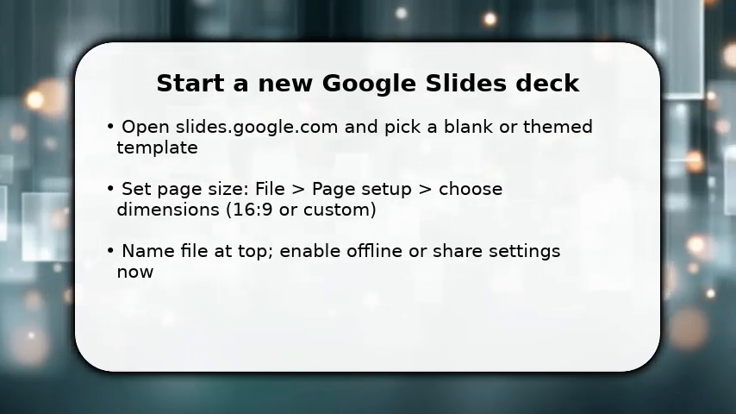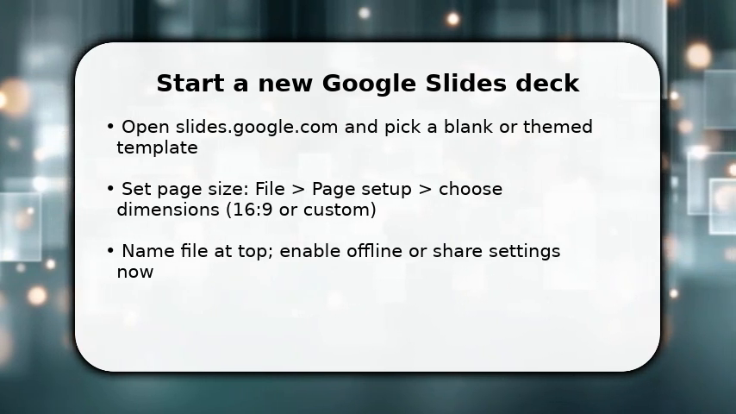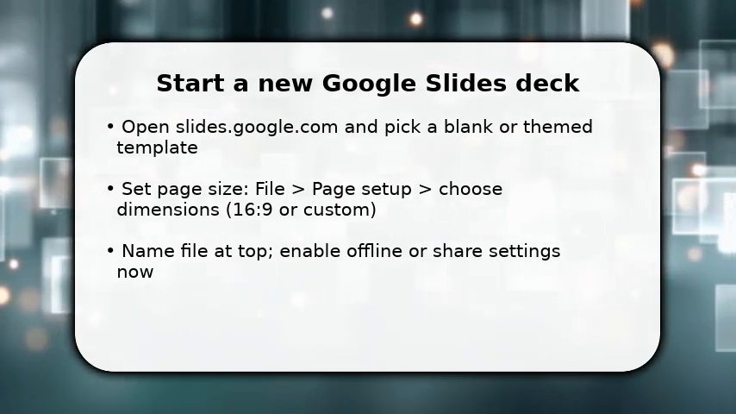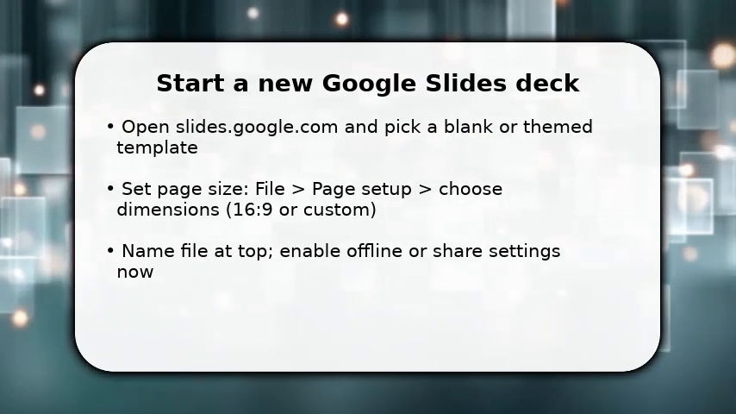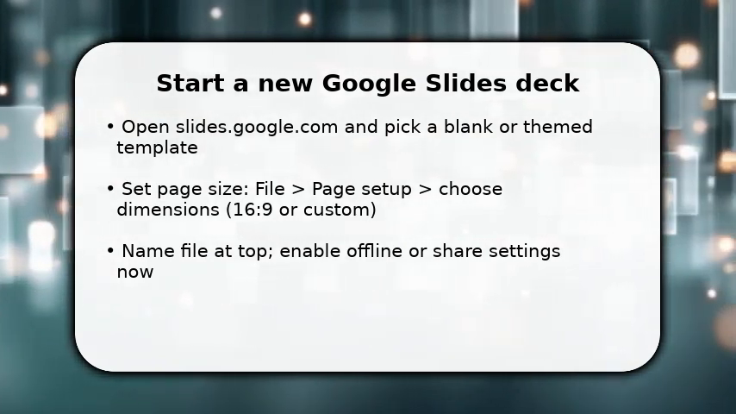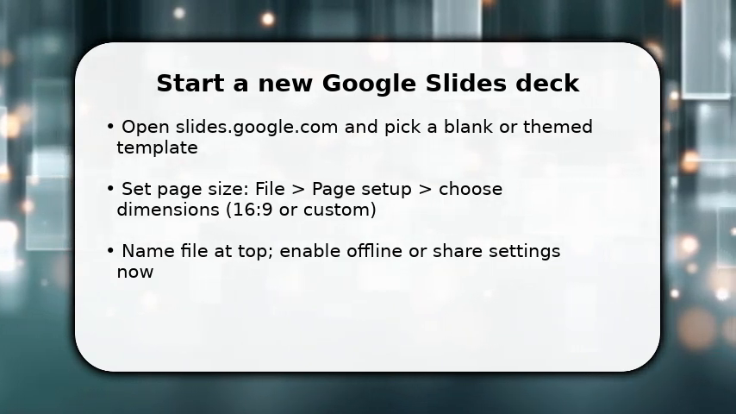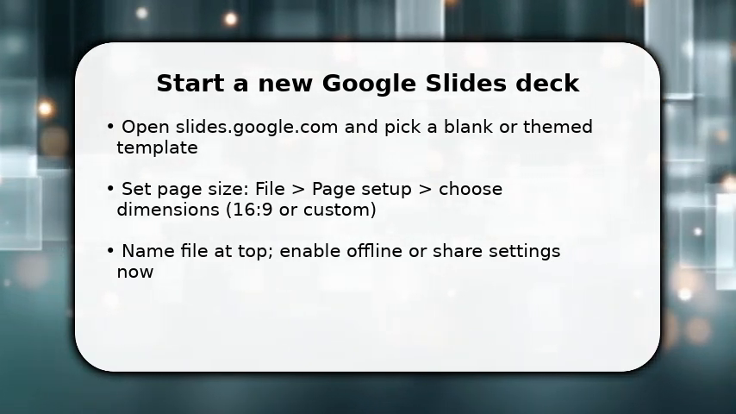You begin by opening Google Slides and creating a deck. Pick blank or a theme to save time. Once done, name the file at the top so autosave uses that label. Set page size via File Page Setup. Choose 16:9 for screens or enter custom dimensions for print.